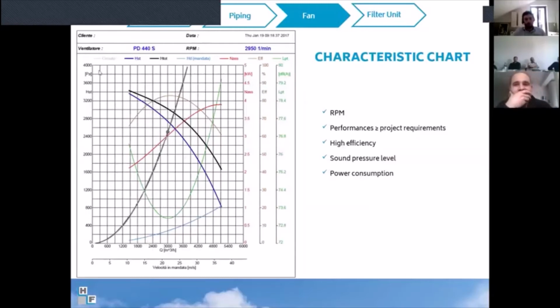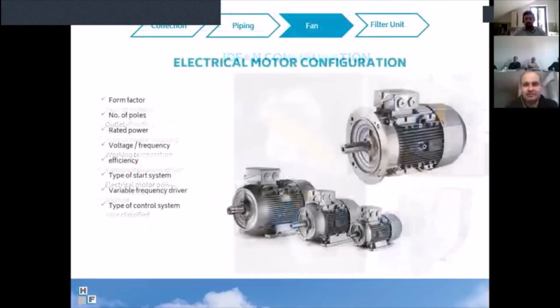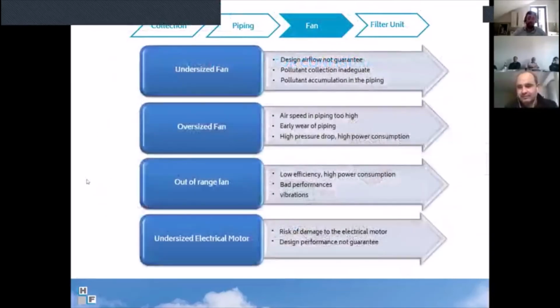But also working in the first area, so with very low airflow, we can have a risk of vibration and also damage to the impeller, because it's not a working area for the blower. This is a very important thing to keep in mind. So bad performance, risk of vibration, and very low efficiency means very high power consumption.